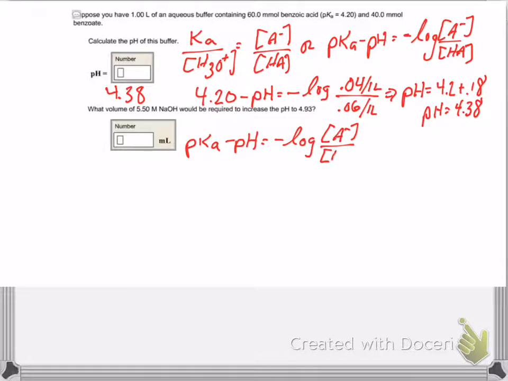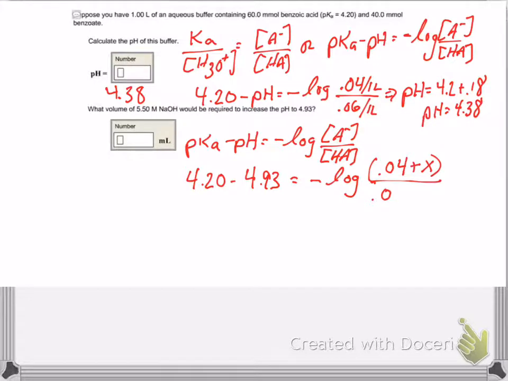So we have the exact same expression, the logarithm of A minus over HA. And now we're given the pH, right? So 4.93. And so now it's really about, what does the ratio of A minus to HA need to be so that we can achieve this pH? And that means that adding a base is going to reduce the acid, and it's going to increase the conjugate base. So we're going to see the numerator, which is the conjugate base, increase, and we'll see the denominator, which is the acid, decrease. So we would write this down. We don't know how much it's going to decrease, but the numerator is going to increase, and the denominator is going to decrease. We expect that when we add the OH minus, the acid is going to decrease.